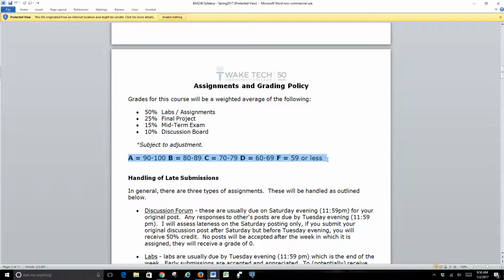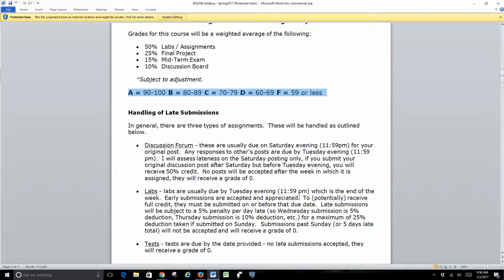This is again Wake Tech's grading bands. So in general, here's how I'm going to handle late submissions.